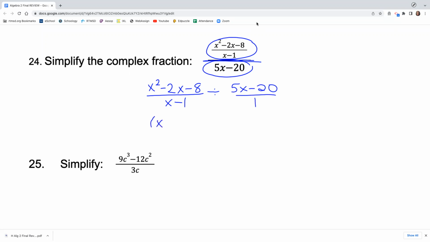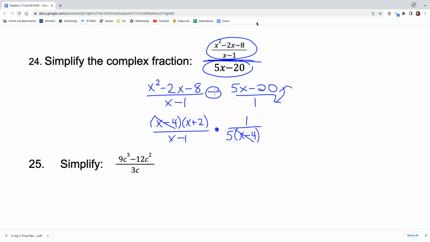I'm going to factor everything that I can. So this is going to end up being x minus 4 times x plus 2 all over x minus 1. And then I might as well do two things at once. I'm going to change this to division. I'm going to flip this upside down. It turns into 1 over 5x minus 20, which I'm also going to factor at the same time into 5 times x minus 4. I cancel out what I can.